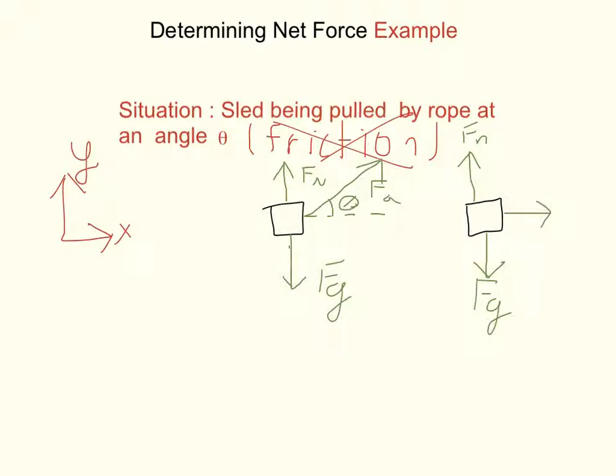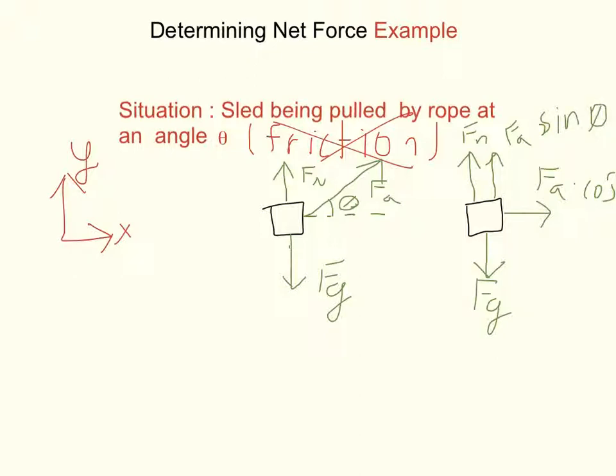And if I used SOHCAHTOA to figure out what that x component would be in terms of Fa and theta, I would find out that it is Fa times the cosine of theta. Cosine, there we go. And my y component would be pointing up, and SOHCAHTOA would tell me that my y component would be Fa times the sine of theta. Sine, there it is.